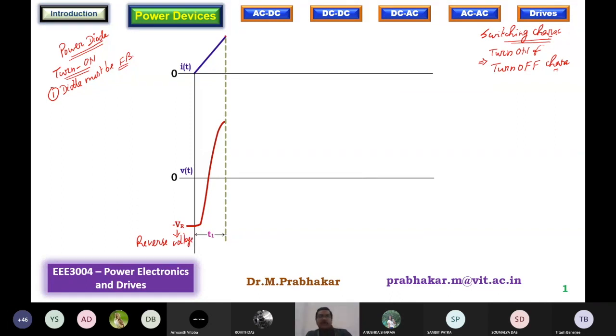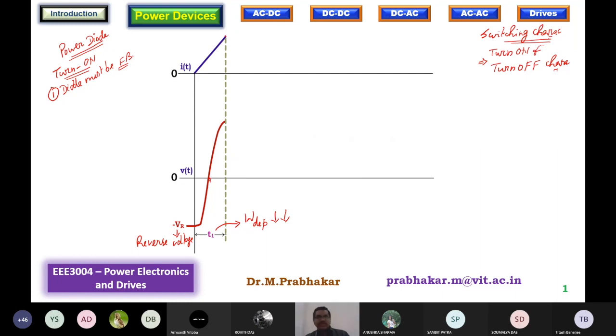So that blocking voltage must be removed, which means the width of the depletion layer must be brought down, must be minimized, and only then can conduction start. That is what is happening during T1. The width of the depletion layer decreases and current begins to get established. So T1 is the time taken for the width W_DEP of the depletion layer to decrease, and it decreases exactly somewhere here.